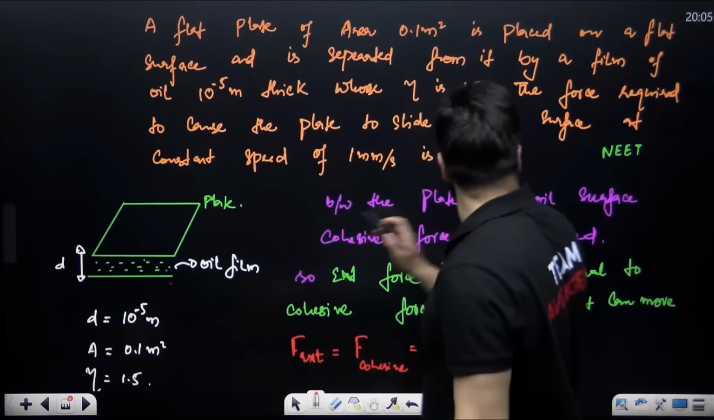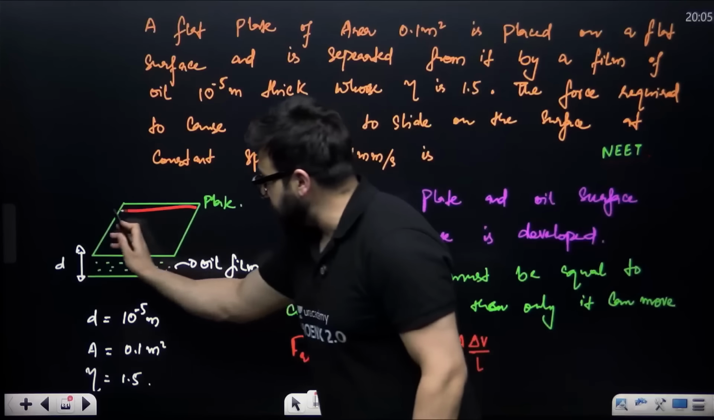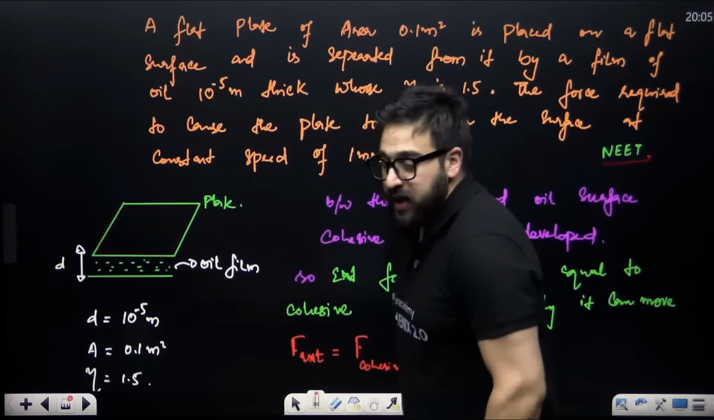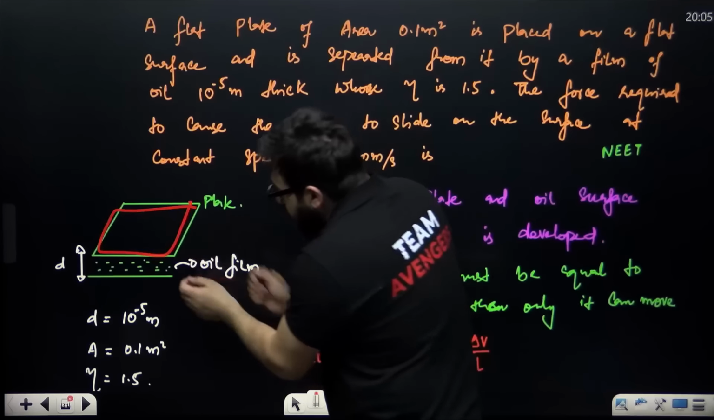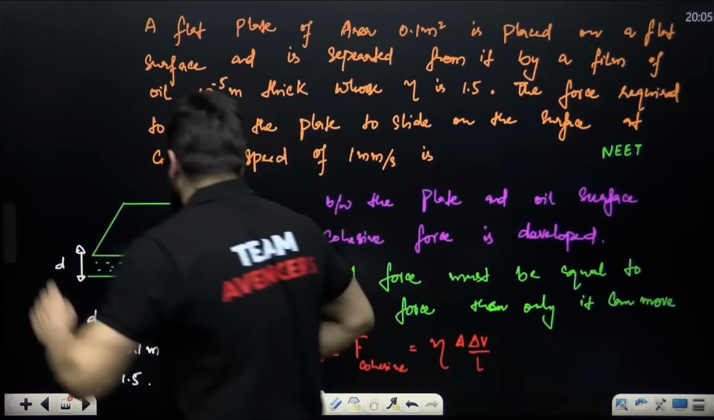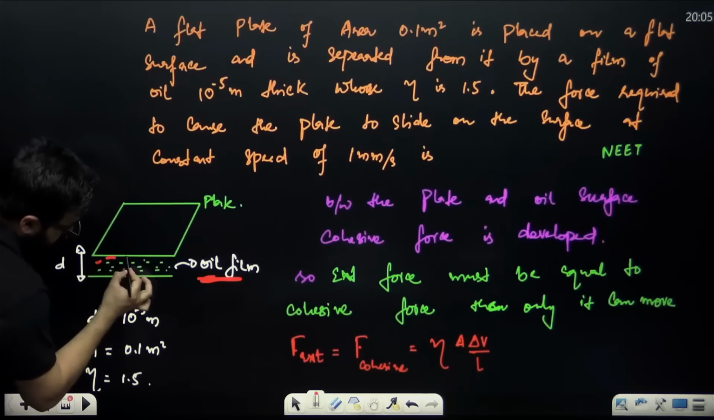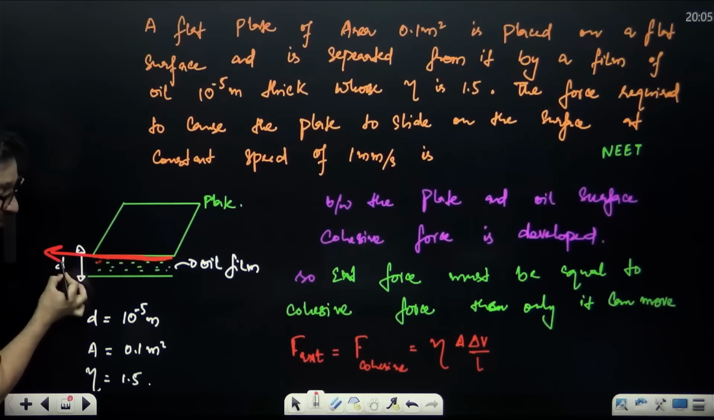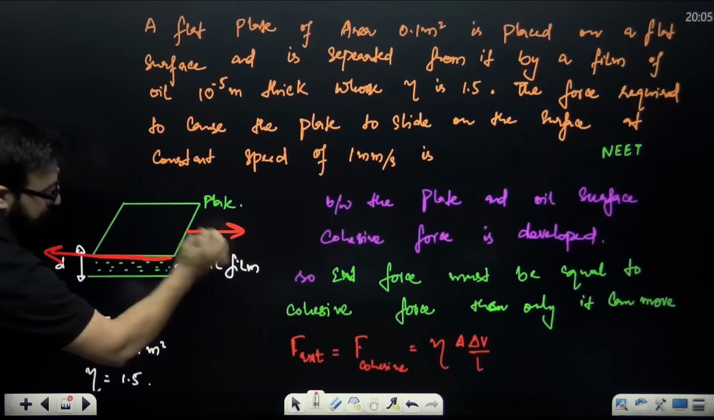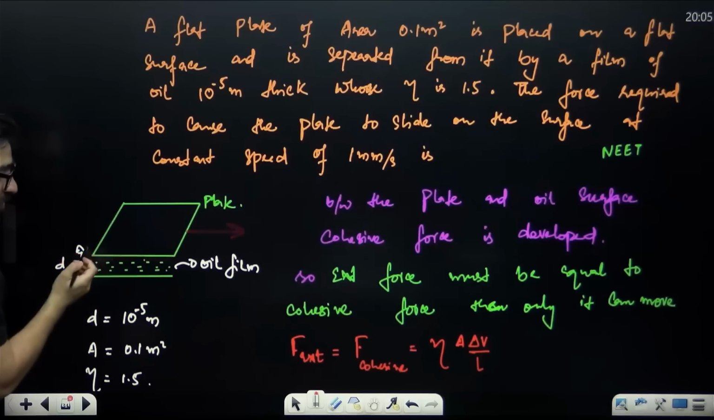Now this is a question of NEET. There is a plate placed on this liquid film. It says that when the oil film, how much force we need to apply. Guys, see, this is going to create the viscous force. This is going to create the friction on this plate in the backward direction. How much force we need to apply so that we can pull this plate in the forward direction?